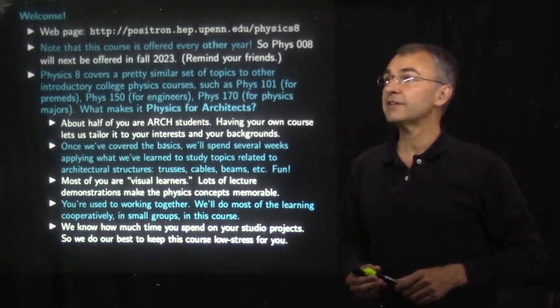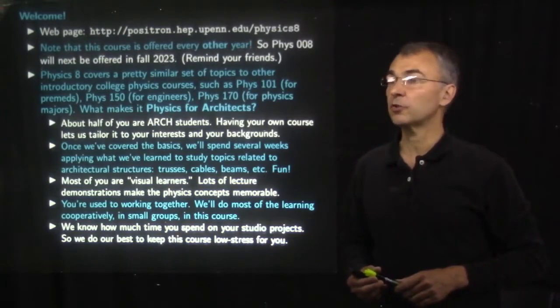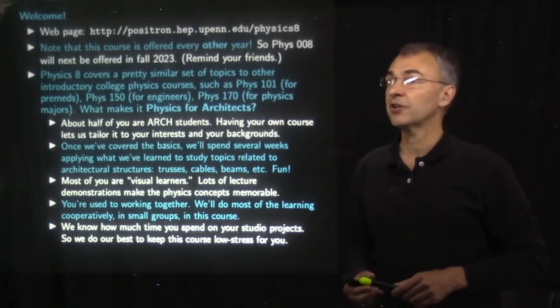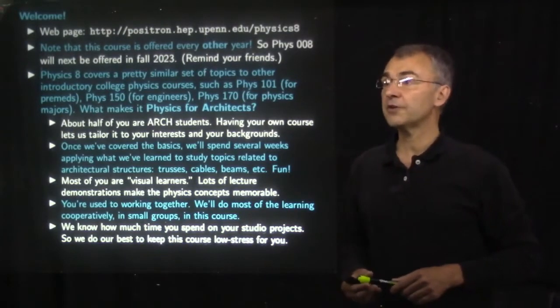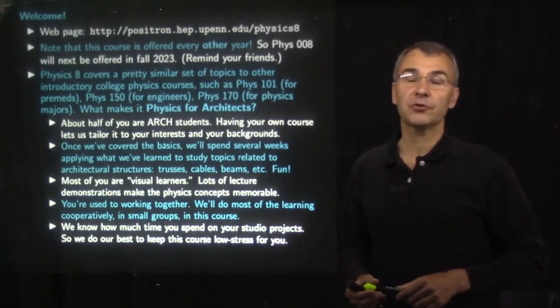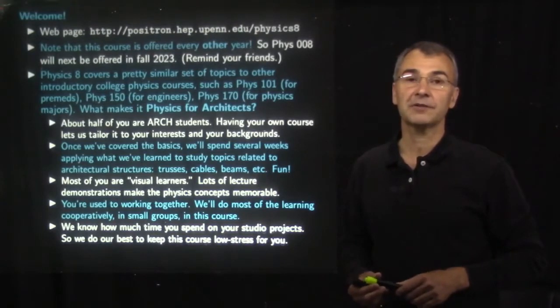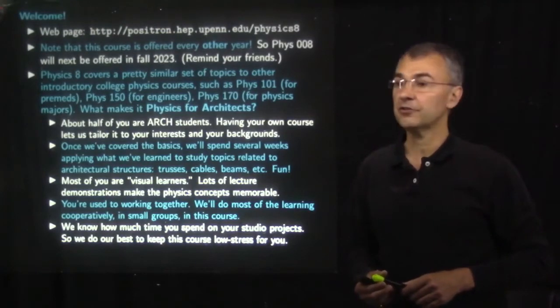Physics 8 covers a pretty similar set of topics to other introductory college physics courses like Physics 101, which is mainly for pre-meds, or Physics 150, which is mainly for engineers, or Physics 170, which is mainly for physics majors. So what makes it Physics for Architects? One thing is that typically about half of the students in this course are architecture majors. So you're in the undergraduate architecture program at UPenn, or a closely related program like the Fine Arts program or the design program. Having your own course lets us tailor the course to your interests and to your background.